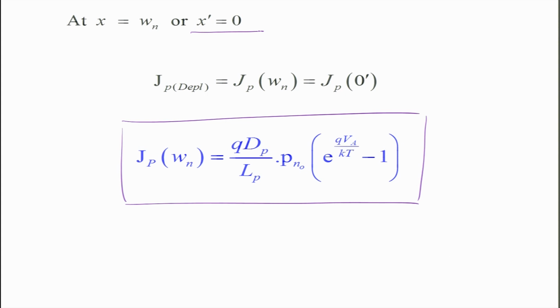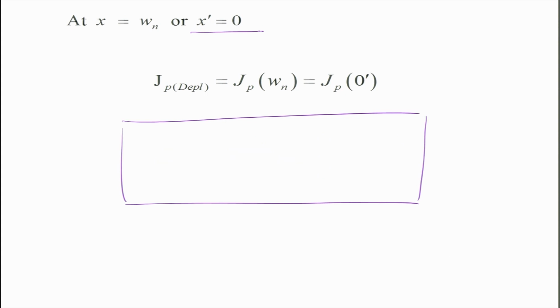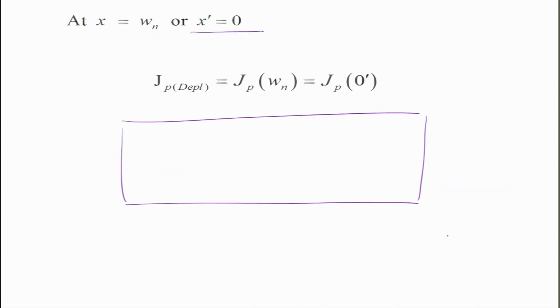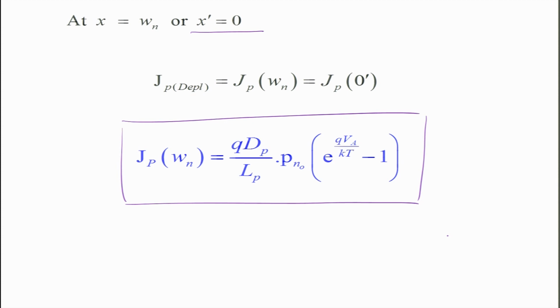When you take x prime equal to 0, hang on, there should be one minor mistake here, it should be minus Wn, because you are starting from x. So we are saying that x prime is equal to 0 at x equal to Wn, so basically x prime will be x minus Wn. When you take x as Wn, that exponential factor becomes equal to 0 at the edge of the depletion region. So we get Jp at Wn equal to q Dp by Lp into Pn0 into exponential of q Va by kT minus 1.